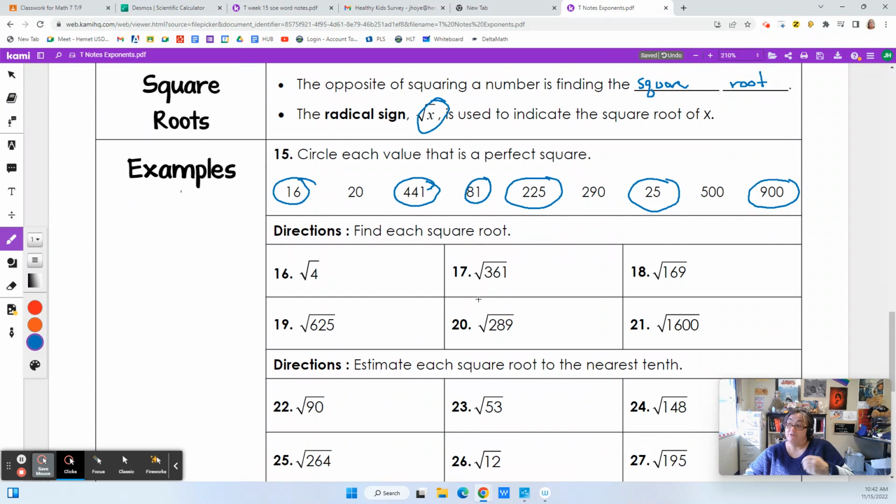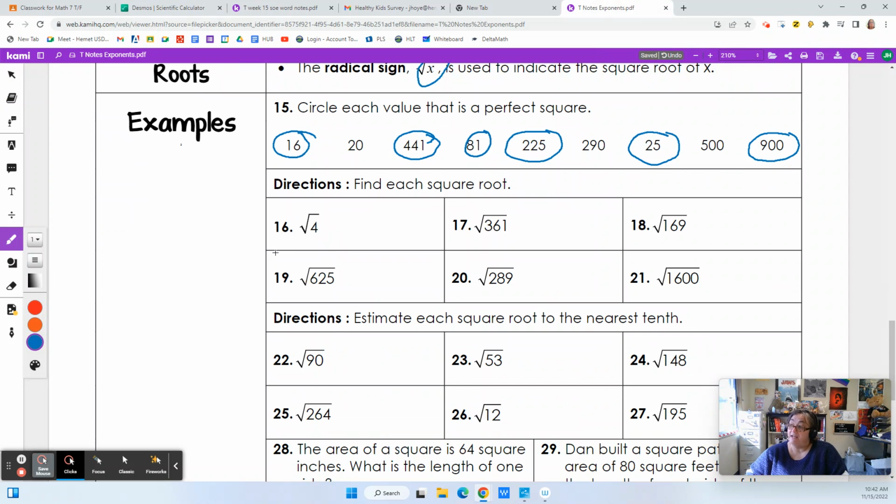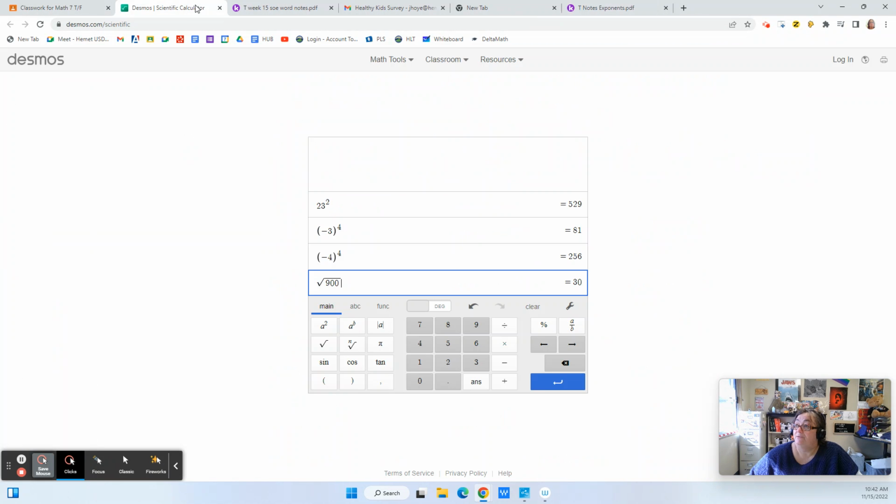And it's really good to understand how to find these because that's how we find these square roots, right? What times itself equals 4? Well, 2, right? What times itself equals 361? I don't know that off the top of my head. I know it would be less than 20 because 20 times 20 is 400. So maybe 19, right? Well, let's look at that. Clear. What is 19 squared? Look at that, 361.